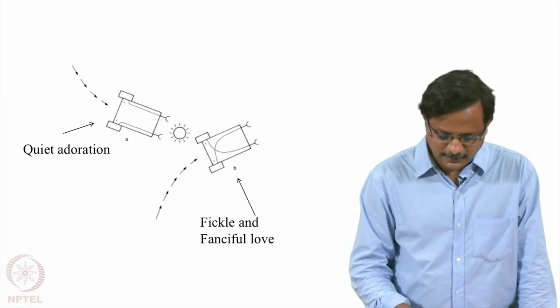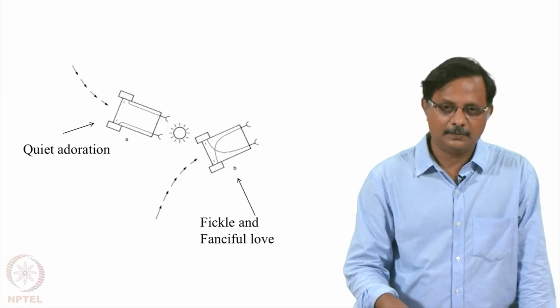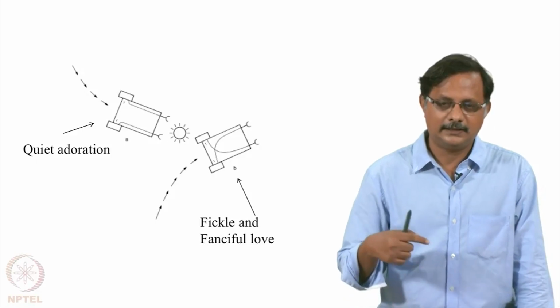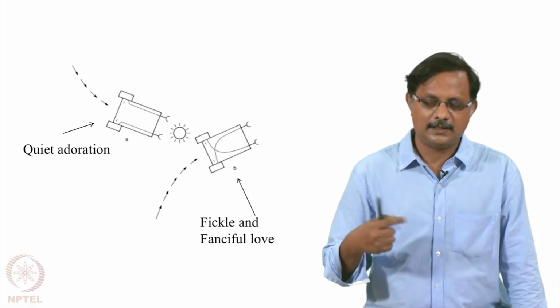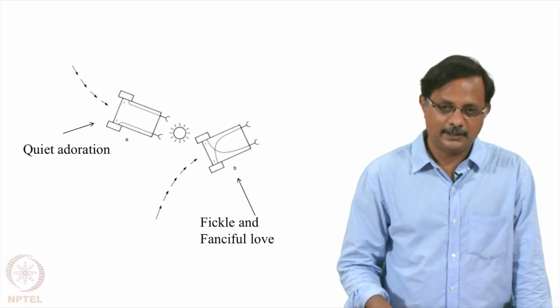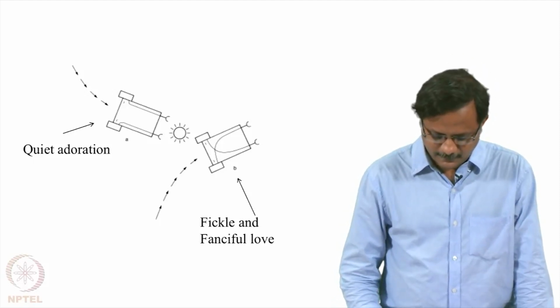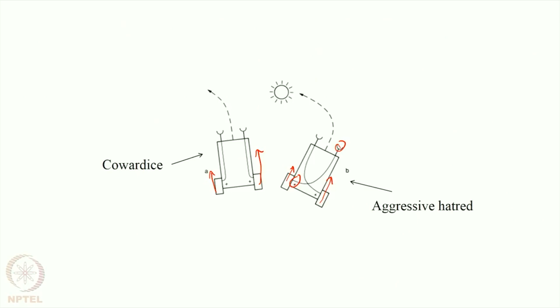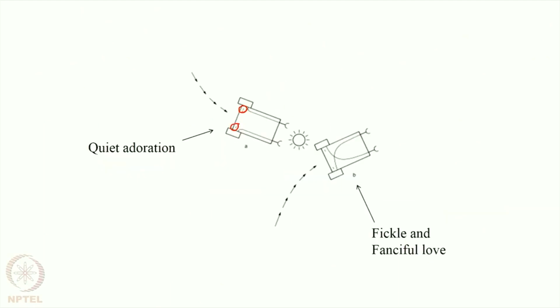In this case, when the wiring patterns are on the same side, that is the sensor connects to the wheels on the same side, then the vehicle actually goes towards the light source, unlike in the previous case, where when the wires are on the same side, connecting to the wheels on the same side, the vehicle turns away from this light source. Now the vehicle turns towards the light source.